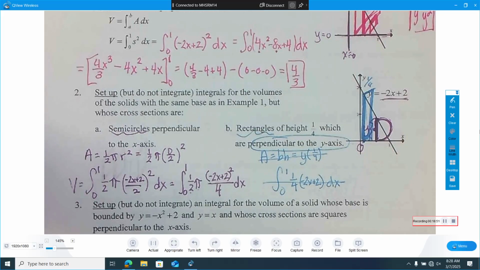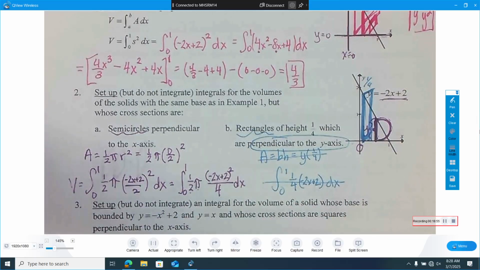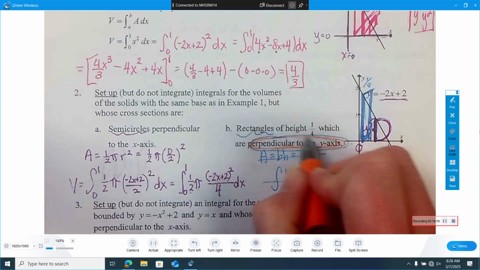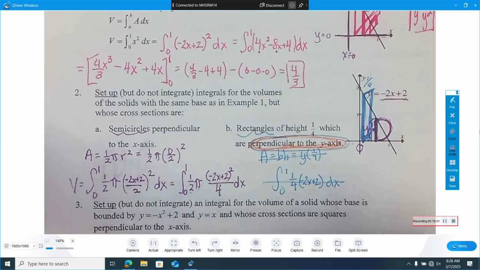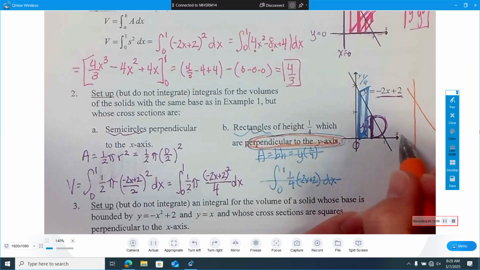Well, that was nice. We did it perpendicular to the x-axis. Oh, right, color change here. Let's actually read the direction. So perpendicular to the y-axis. Interesting. Okay, I'm going to redraw this picture a little bit here. There we go.